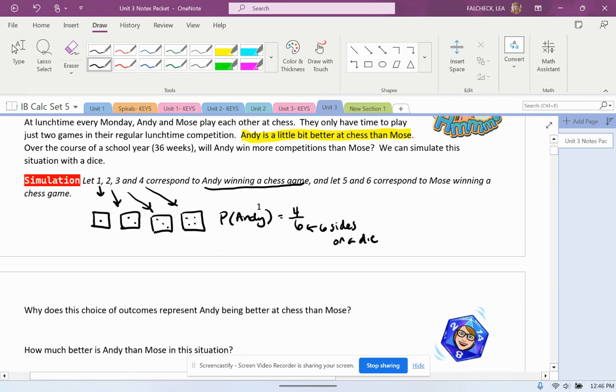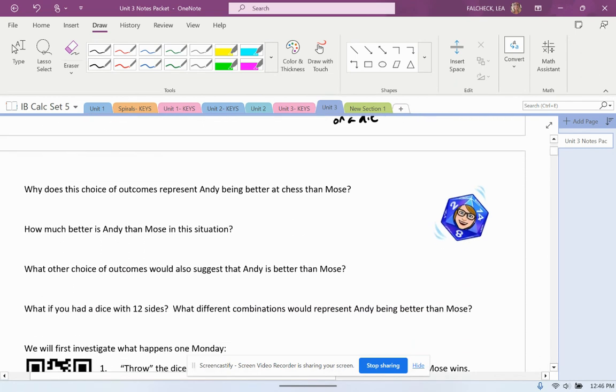Mose, on the other hand, right? We're going to let a 5 and a 6 correspond to Mose winning. So every time you see one of these, this means the probability of Mose winning would be 2 out of 6. Okay? So if you'll notice, the probability of Andy winning and the probability of Mose winning are complements of one another, right? I could find the other's probability by subtracting it from 1. Cool. Why? Because there are only 6 out of 6 possible sides that you could roll on a dice. 4 represent Andy winning, 2 represent Mose winning.